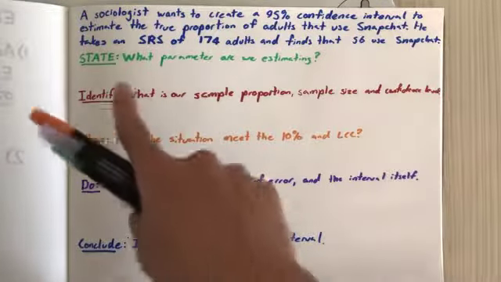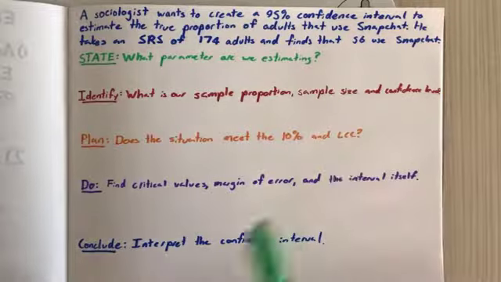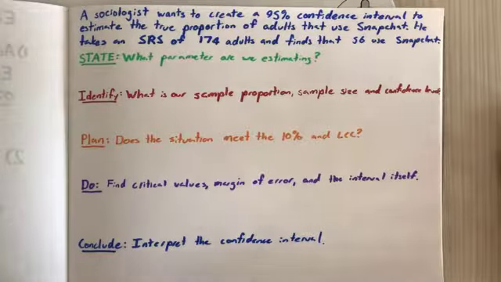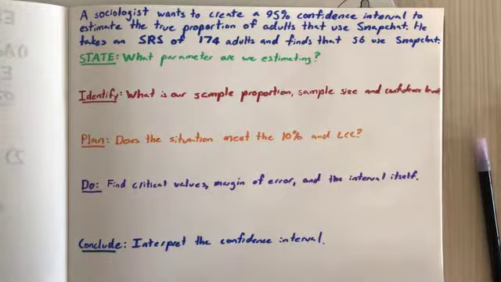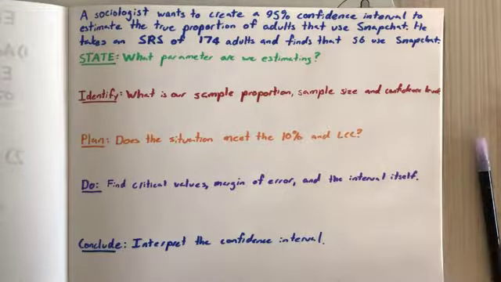So we want to first state what parameter we are estimating. This is the thing that we don't know and that we want to try and estimate. If we read the problem, you'll usually gather it from that, but it says that the sociologist wants to create this interval to estimate the true proportion of adults that use Snapchat. So this is the parameter that we're estimating.